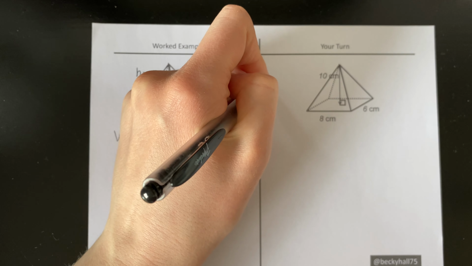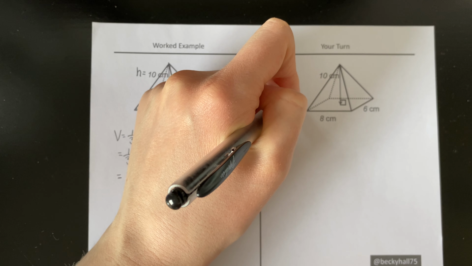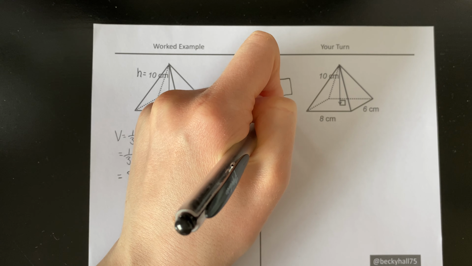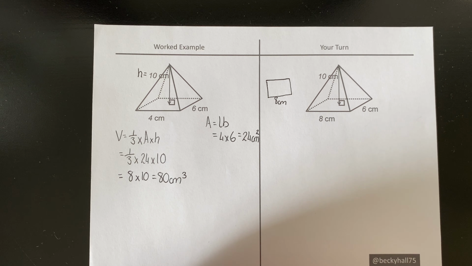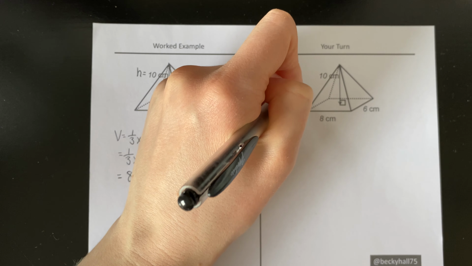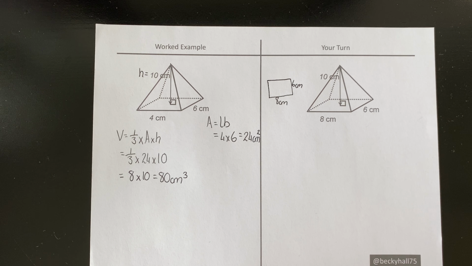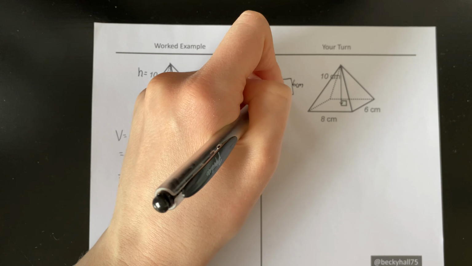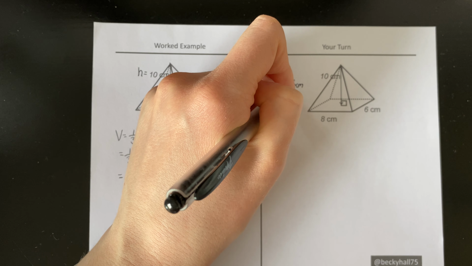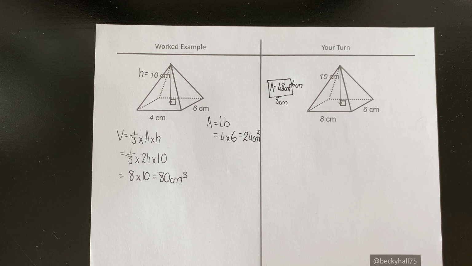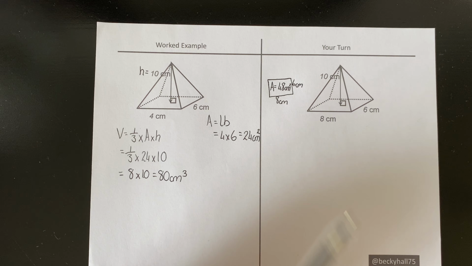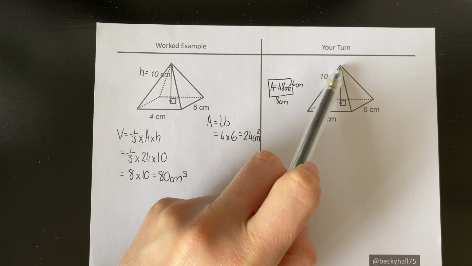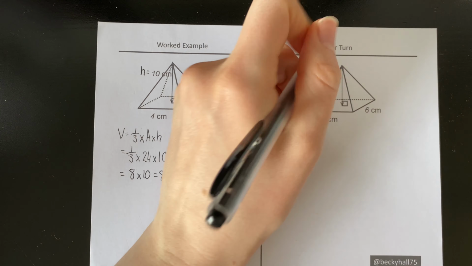Now, some people find it useful to draw a quick sketch of what the base of this pyramid looks like. So I have a rectangle with one side 8 centimetres and one side 6 centimetres. So the area is 8 times 6, which is 48. Some people find that useful. Now again, my height has to go from the bottom straight up to the top. So the height is 10 centimetres again.